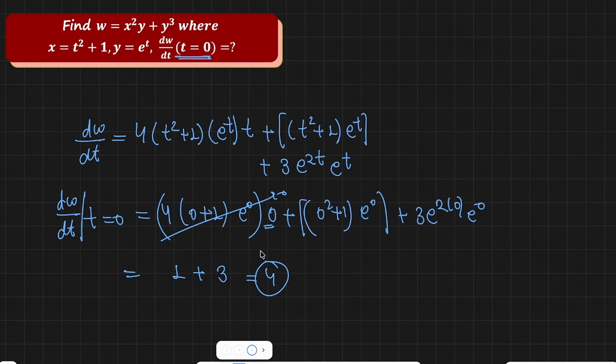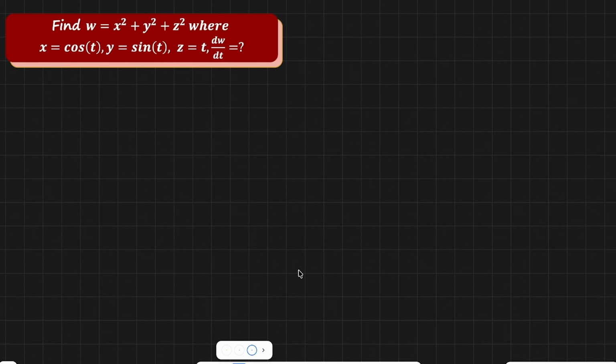If they ask you this type of question, you can simply solve it like this. These are the two different questions. Now come to the next point. Again, this is a function of several variables. Now if it is a function of 3 variables, how to deal with this? Simple concept. First of all, w is equal to x square plus y square.